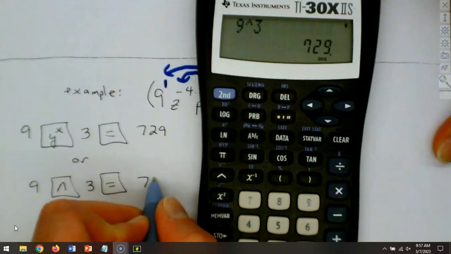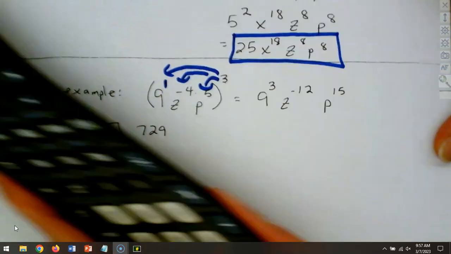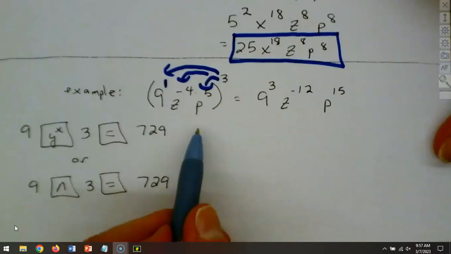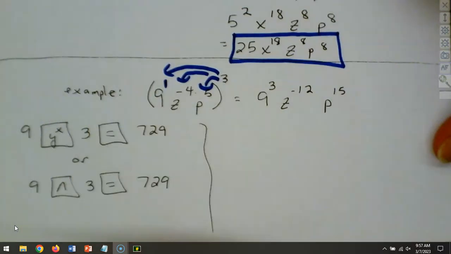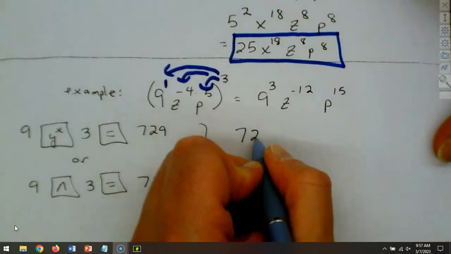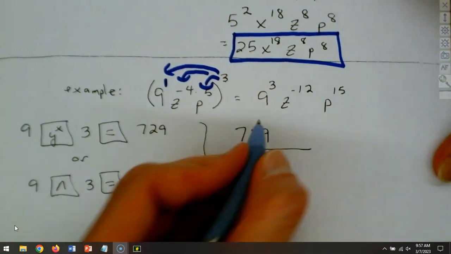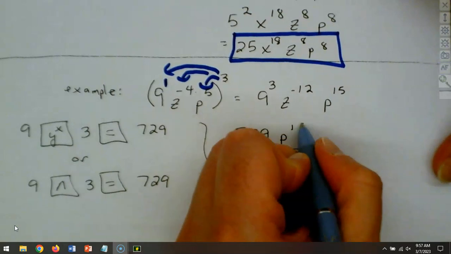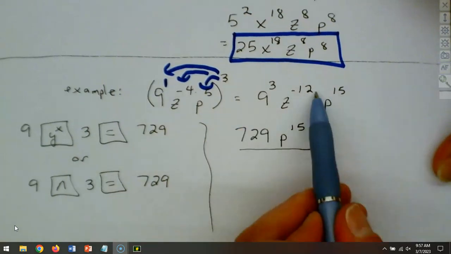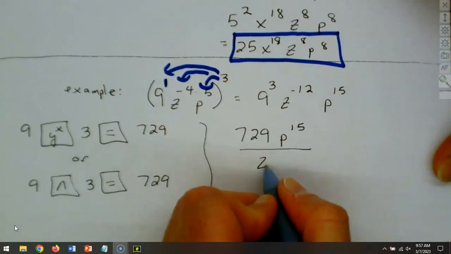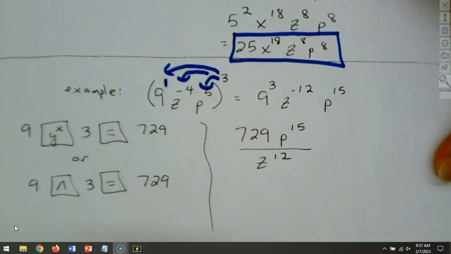And that gives you 729. So if I break this one down, what does this break down into now? Now, we cannot have negative exponents. So that p to the 15th stays on the top, but this is negative, so it goes down below as e to the 12th. So that would be your final answer there.